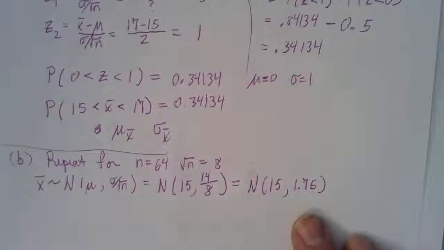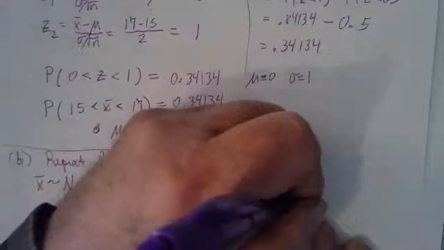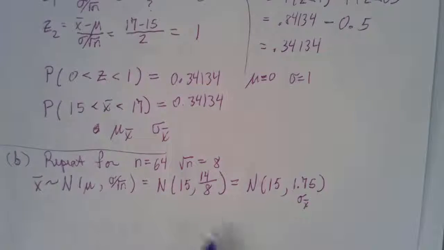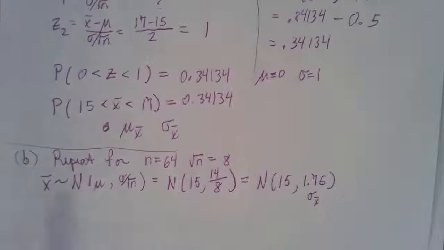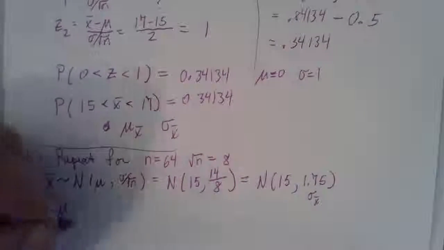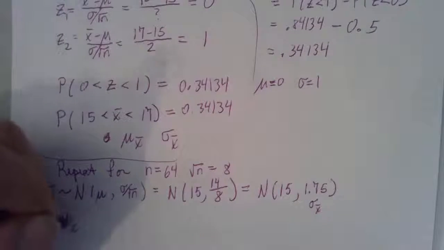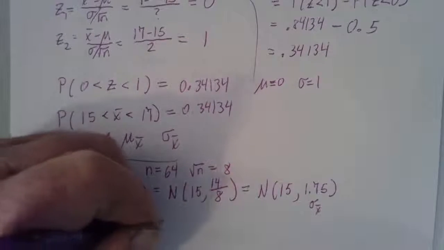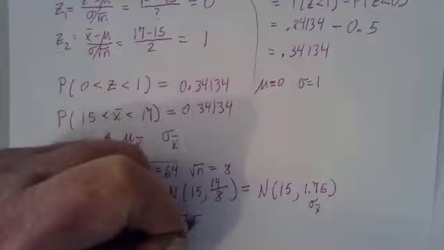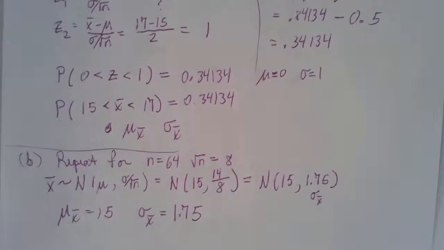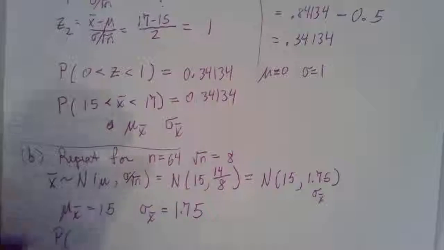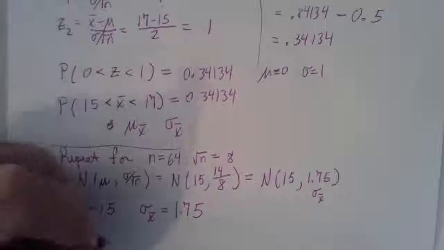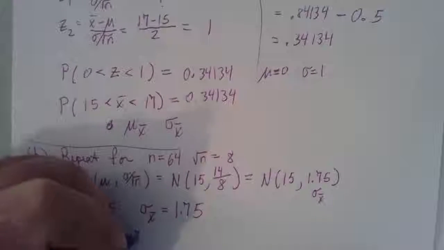And now our standard deviation for x bar is 1.75 rather than the earlier 2. So we've done just now the first two parts of this. List the mean for x bar, that's still 15. List the standard deviation for x bar, we just computed that, that's 1.75. And then find the probability that the x bars for samples of size 64 now land between 15 and 17.